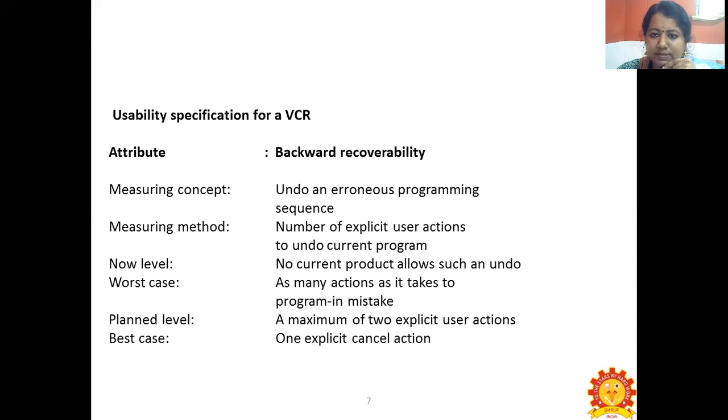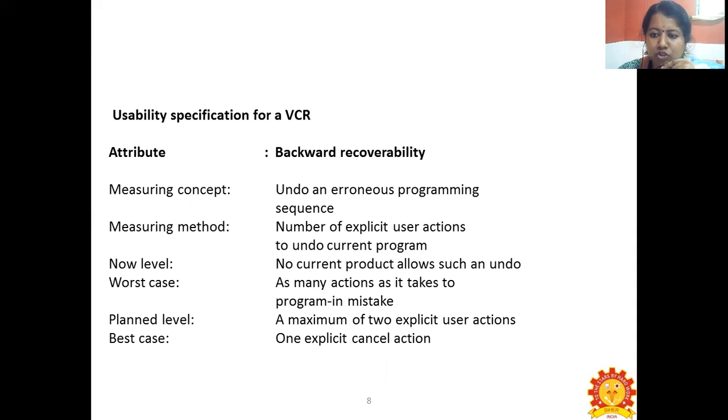Next, we are going to see the usability specification for a VCR. The attributes for the usability specification of the VCR are the measuring concept, measuring method, now level, worst case, planned level, and best case. For the measuring concept, backward recoverability, here we will be undoing an erroneous programming sequence. For the measuring method, we have the number of explicit user actions to undo the current program.